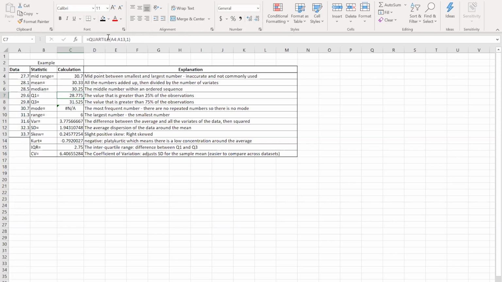And then we have this quartile function, where we select the range of data, comma, and then either 1, 2, or 3, and it'll calculate the quartile for your first quartile, second, or third quartile. And again, this value is greater than 25% of the observations. 25% of the data is below this value. Same thing for Q3, except instead of a 1, we have 3 because we're looking at the third quartile now.